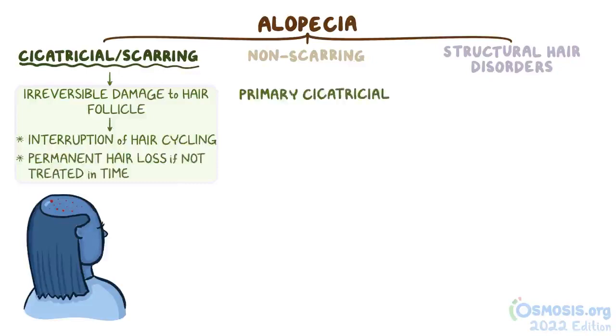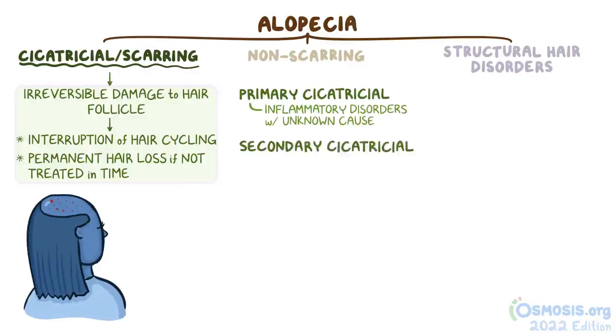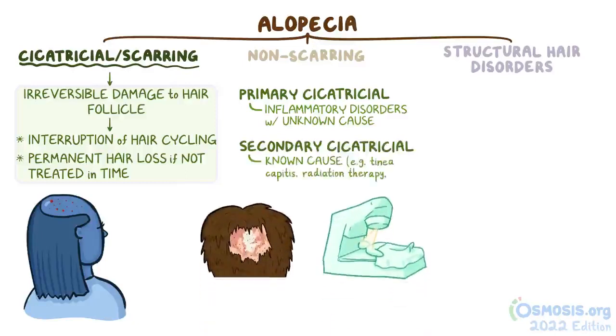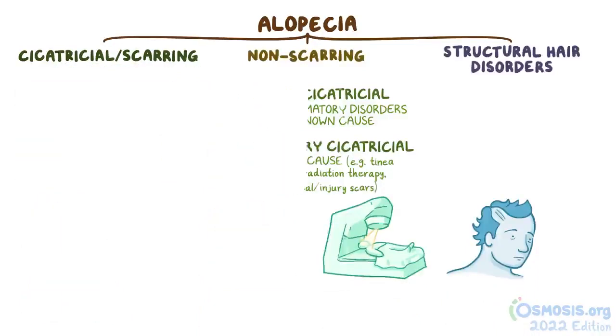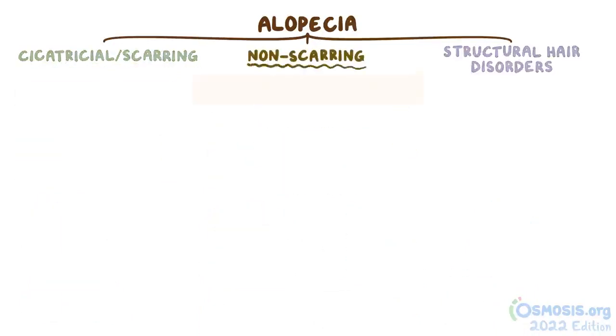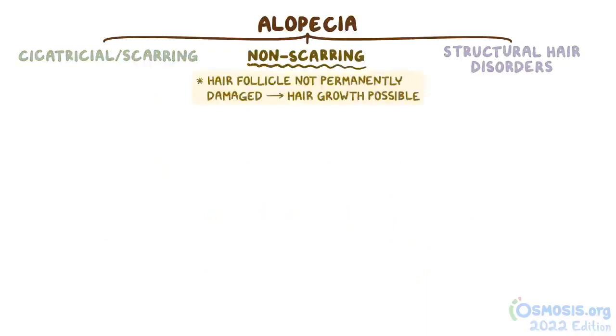Primary cicatricial alopecias are inflammatory disorders with unknown cause, while secondary cicatricial alopecia always has a known cause, such as tinea capitis, radiation therapy, and surgical or injury scars. Next, non-scarring alopecias are conditions where the hair follicle is not permanently damaged, so hair regrowth is possible.